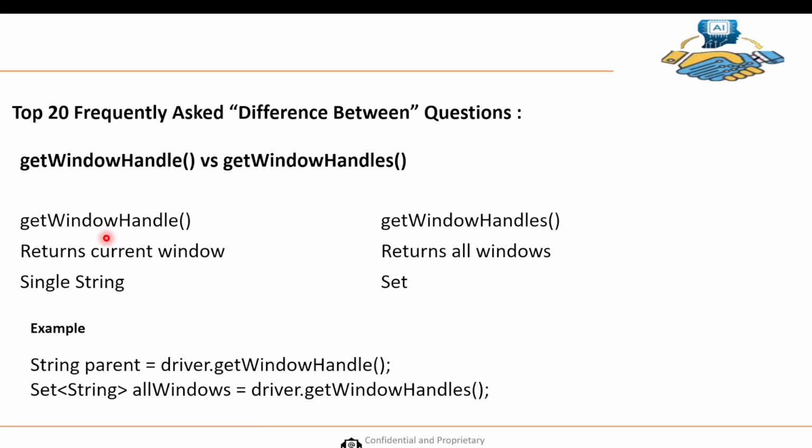Then what is the difference between getWindowHandle and getWindowHandles? getWindowHandle returns the current window, whereas getWindowHandles returns all the windows. getWindowHandles returns a Set, whereas getWindowHandle returns a single String. Here we can give the example: driver.getWindowHandle simply returns the parent window, whereas if we open multiple windows or multiple browsers, then we can use getWindowHandles and it will return the Set.